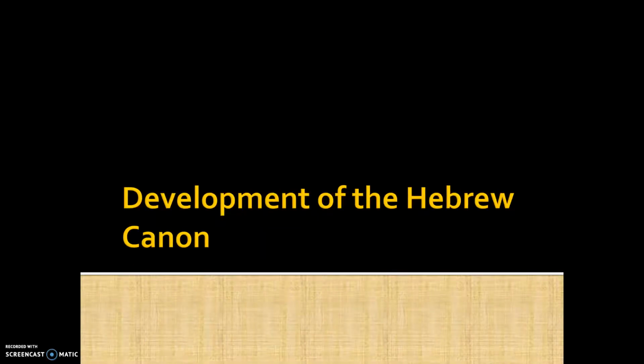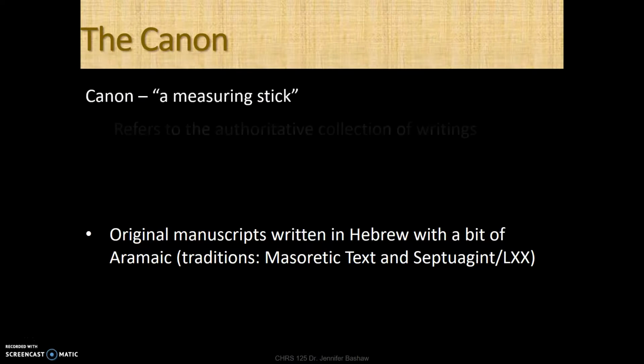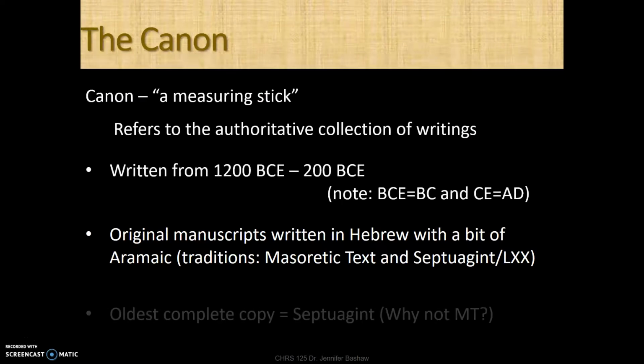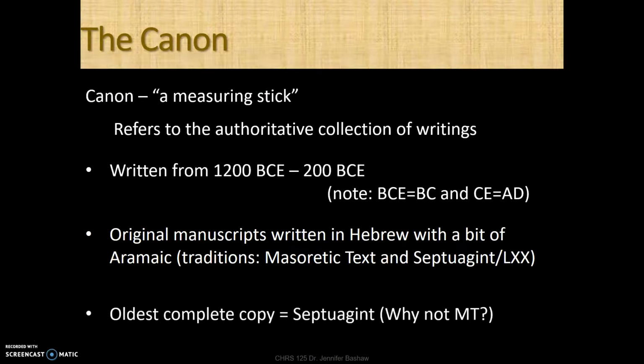We're going to talk a little bit about the Hebrew canon right now, and to talk about the canon, we should tell you what the canon is. The word canon actually means a measuring stick, but what it refers to is an authoritative collection of writings that a group of people agree upon. So Christians have their own canon, that's the Old Testament and the New Testament, and the Jews have their own canon. Here, this is the Hebrew Scriptures, or the Tanakh.